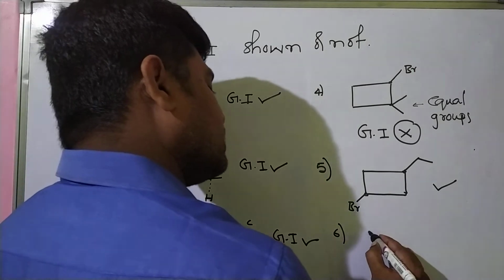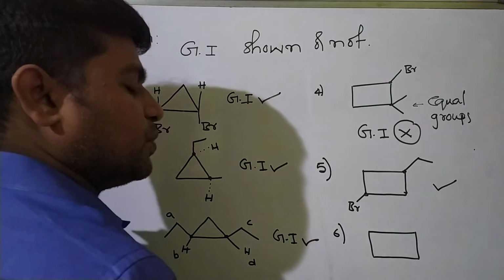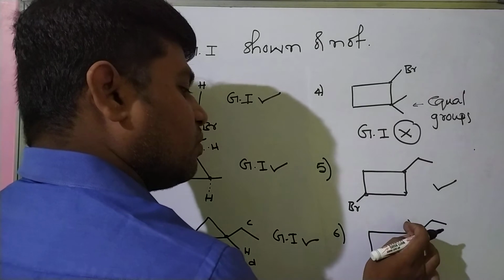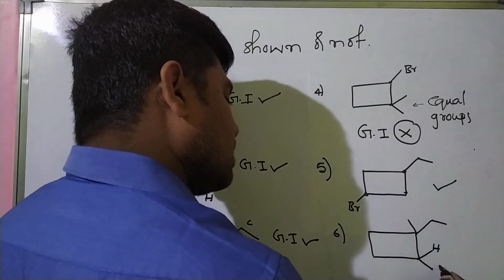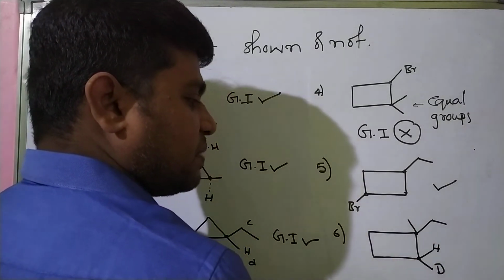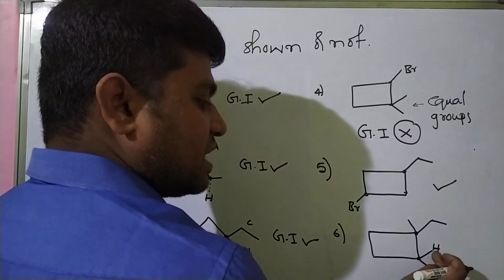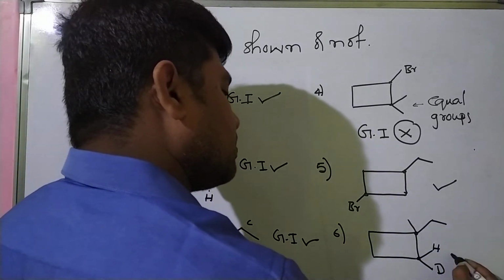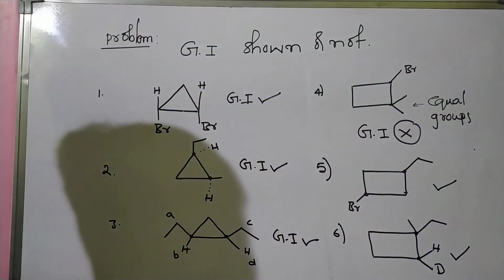And other example is this again cyclobutane. Here the one is methyl, the one is ethyl, and at this carbon one is hydrogen, the one is deuterium. So here also this is sp3, this is also sp3. Okay, this is ethyl, this is methyl, A not equal to B. So this is hydrogen, this is deuterium. Here also C not equal to D. So this will also exhibit geometrical isomerism. Please note these examples. Very, very important for JEE and NEET.